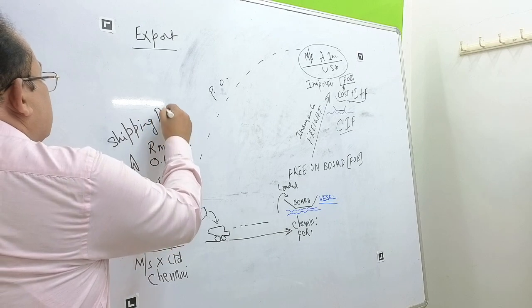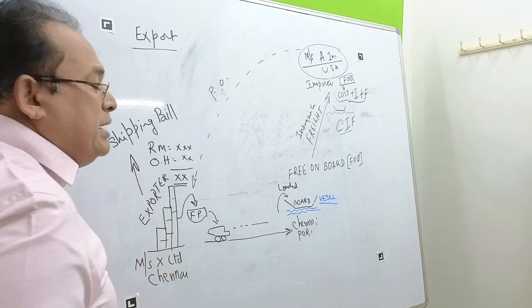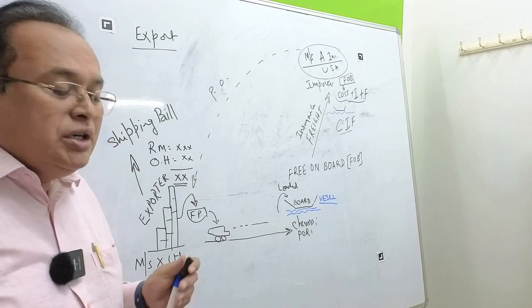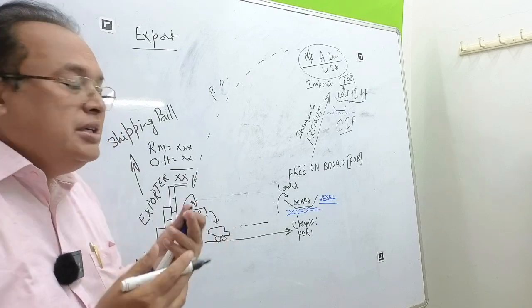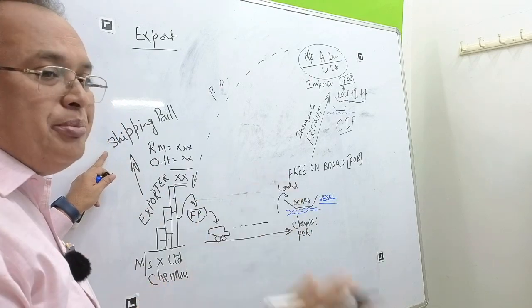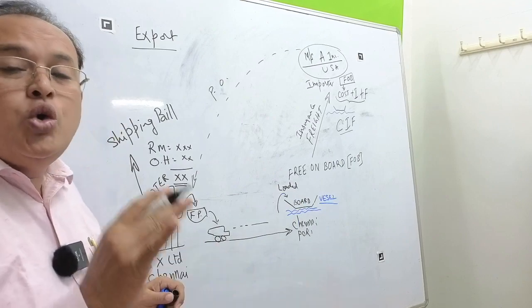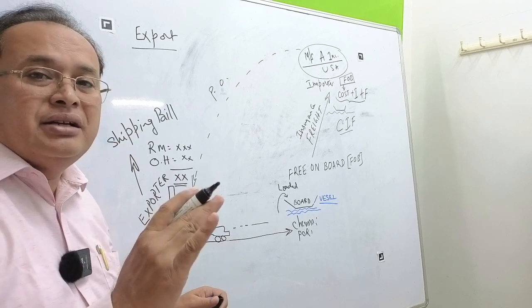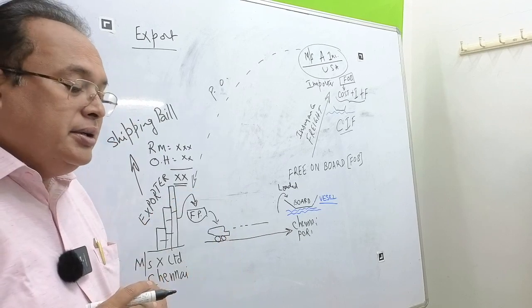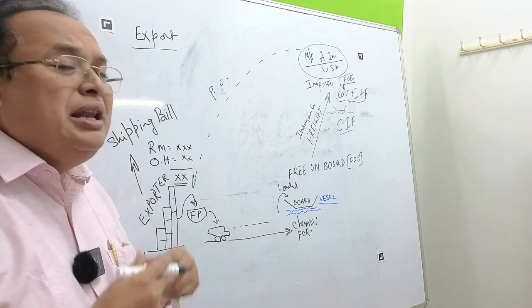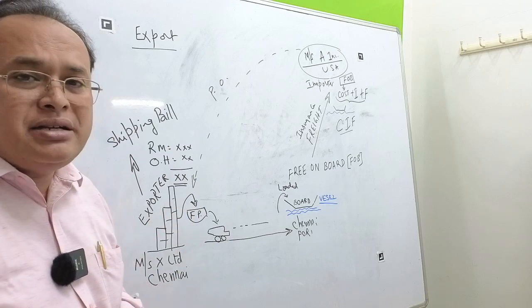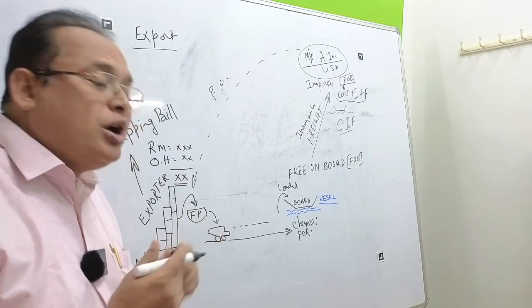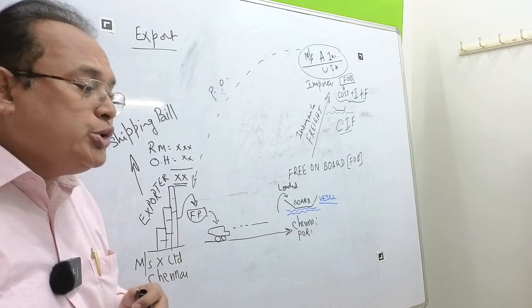a shipping bill. Where to submit? In the office of the customs to seek the prior permission. A shipping bill is to be submitted by the exporter who wants to export goods through sea or by air. A bill of export is to be submitted by the exporter who exports goods through the land route.